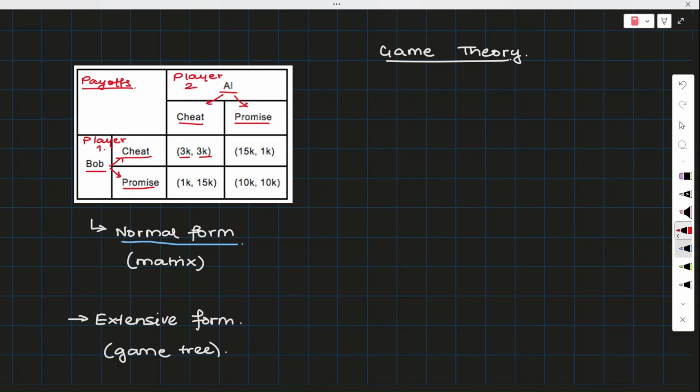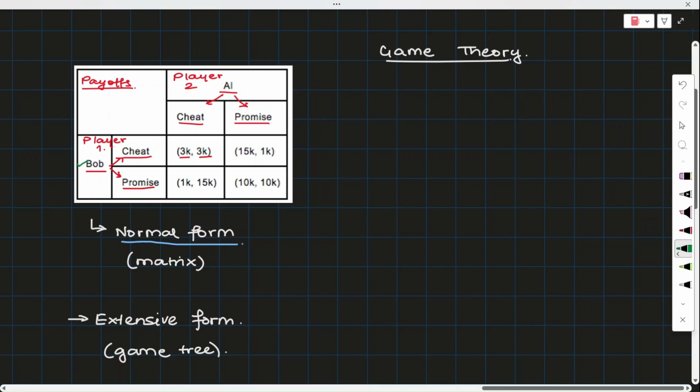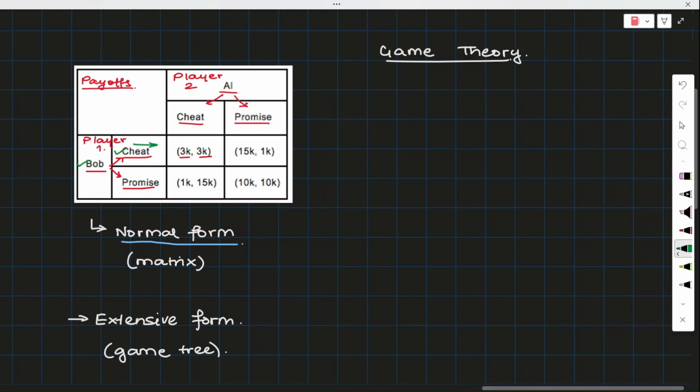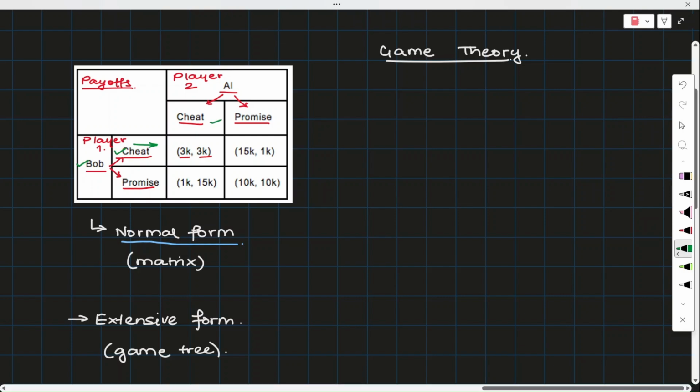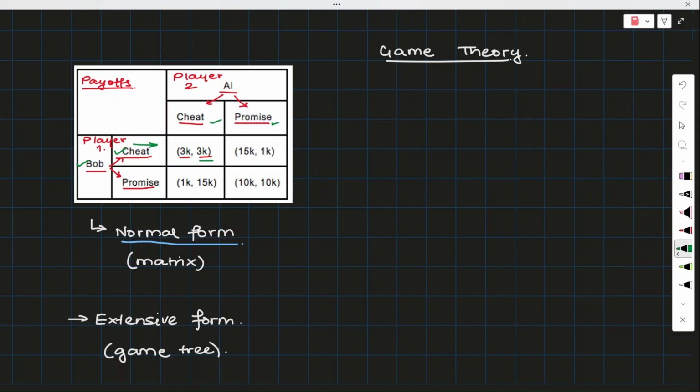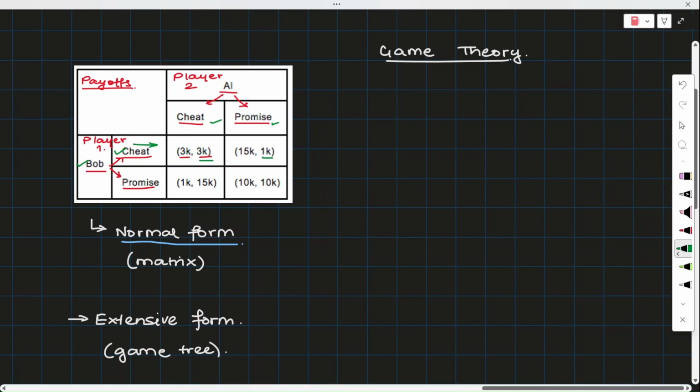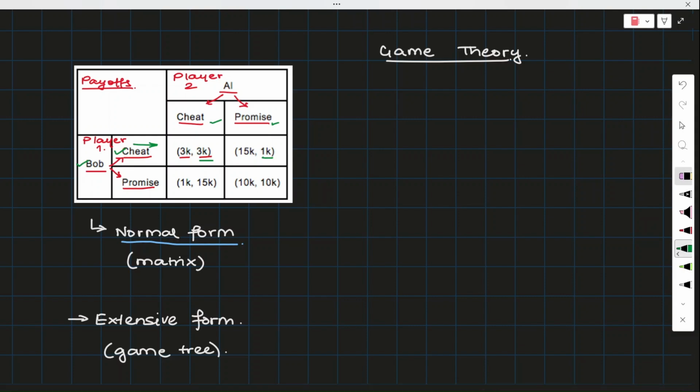Now we are going to try to find out the equilibrium in the standard form. Suppose we first fix that Bob wants to cheat, so we fix this row. We go along this row and we check what Al wants to do. If Bob cheats, then Al has two options: Al can either cheat or promise. If Al cheats, Al ends up with a payoff of 3k. But if Al promises, Al ends up with a payoff of 1k. So you can see that 3k is better than 1k.